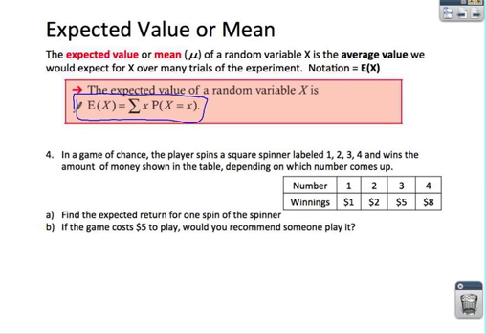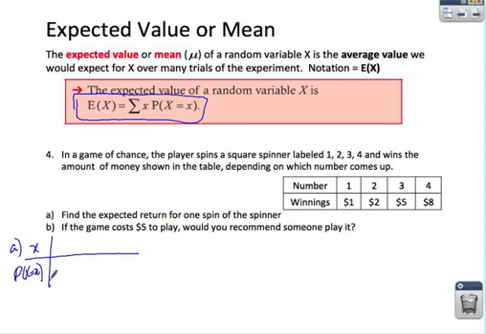In example 4, in a game of chance, the player spins a square spinner, and the numbers 1, 2, 3, and 4 win the amount of money shown in the table, depending on which number comes up. So again, to answer the expected return for one spin of the spinner, we first have to find all the probabilities and the outcomes. So we'll make the probability distribution table.